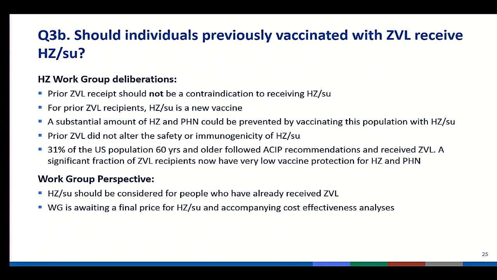31% of the US population, 60 years and older, has already followed ACIP recommendations and received zoster vaccine live. A significant fraction of those individuals now have very low protection, vaccine protection against herpes zoster and PHN. The workgroup's perspective was that herpes zoster subunit vaccine should be considered for people who have already received zoster vaccine live. The workgroup is awaiting final price for herpes zoster subunit and accompanying cost-effectiveness analyses.